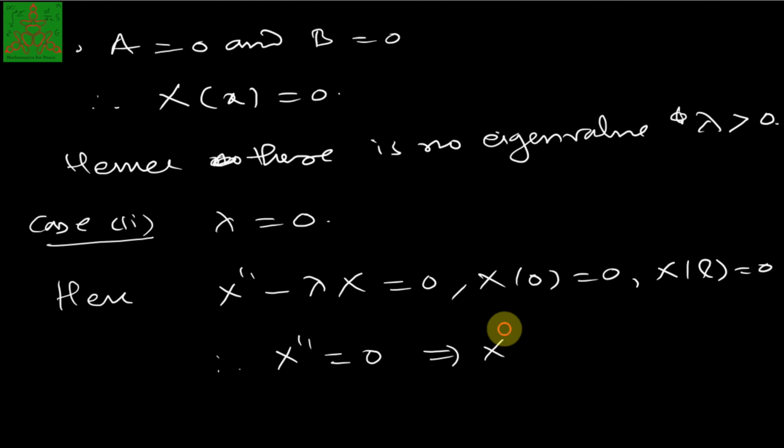That will give me, if I use the method of separation of variables, x dash is constant. And this will give me X of x is equal to ax plus b, where a and b are arbitrary constants.